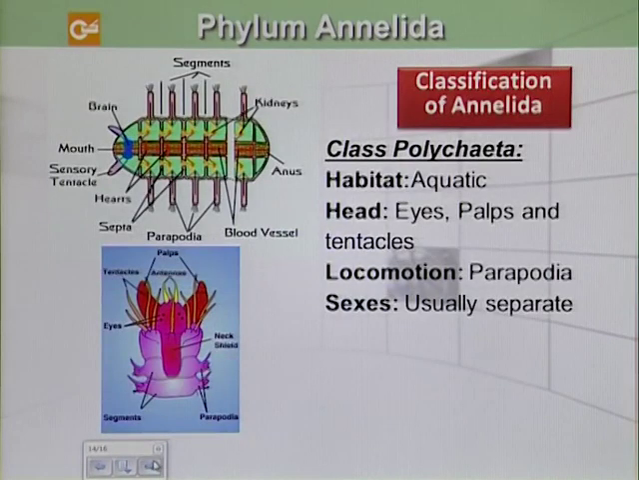And then about the classification, it has three major classes. Number one is class Polychaeta, and about its habitat, it's aquatic, and its head region consists of eyes. We can see here the eyes, and palps. These are palps, and there are tentacles too. And they use parapodia for their locomotion. These are shown here, and about their sexes, they are usually separate.